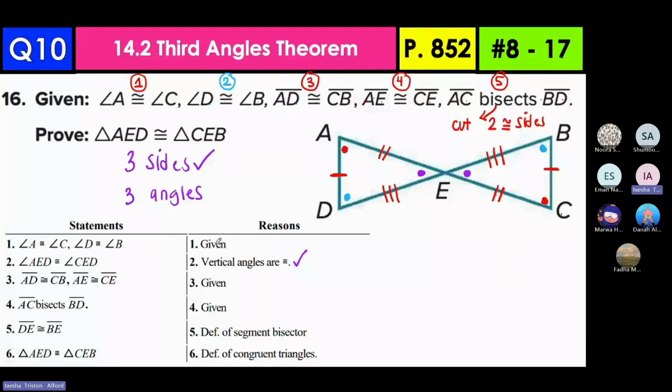Line number 1 is given. Line number 3 is given. Line number 4 is given. How did we know that side DE is congruent to side BE? Because it is a bisector. So this one in the green, we knew that one because of segment bisector. When you have 3 sides and 3 angles, you say the triangles are congruent because of congruent triangles.